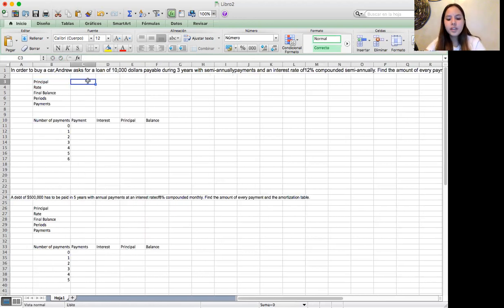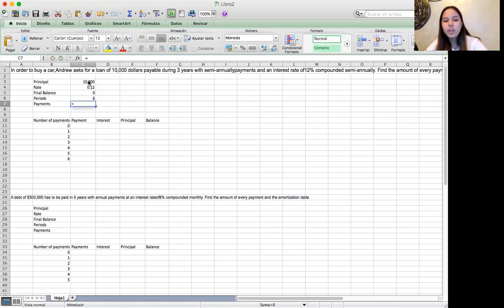So the principal is 10,000. Then the rate is 12%, but we need to put it in decimals, so it's 0.12. Now the final balance, it will always be 0. The period is 6 because it's 3 years and it's semi-annually, that is 2 times per year. So 3 times 2 is 6.